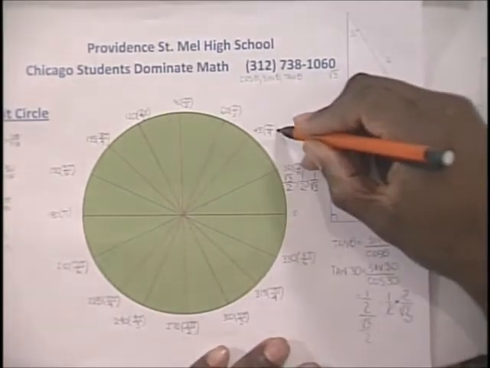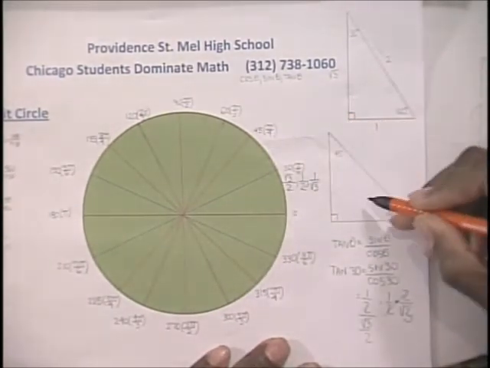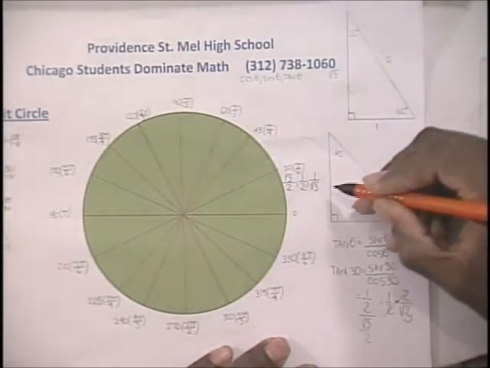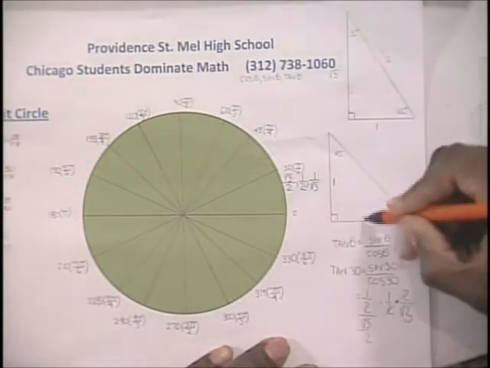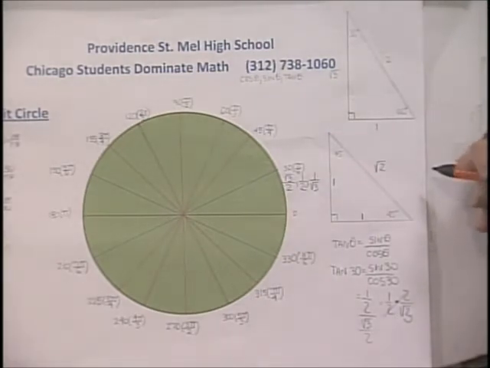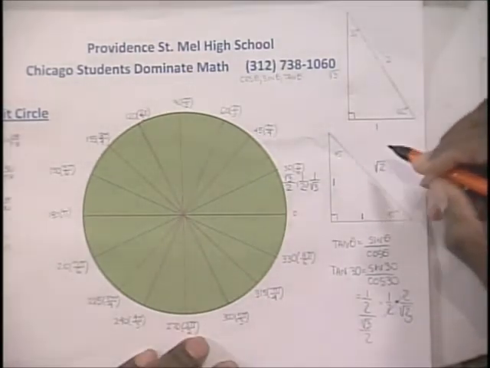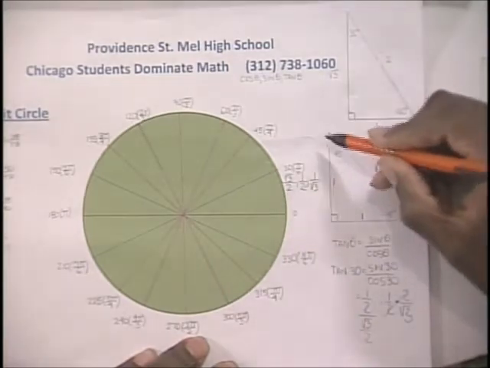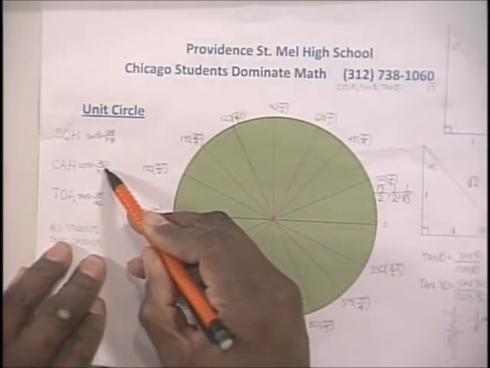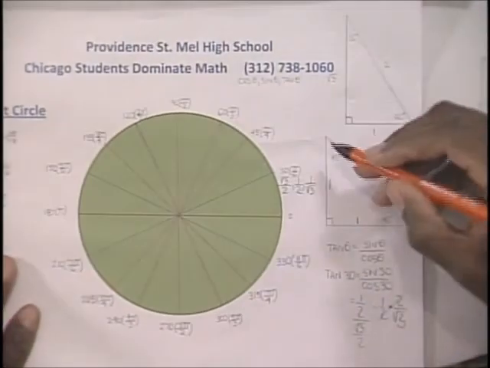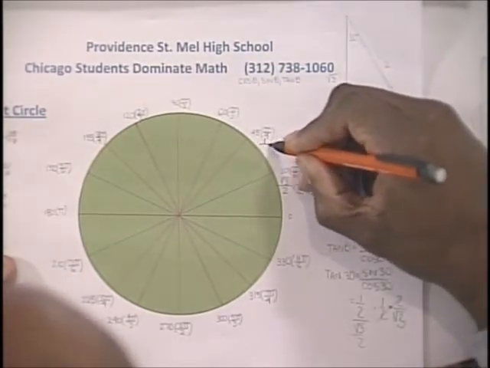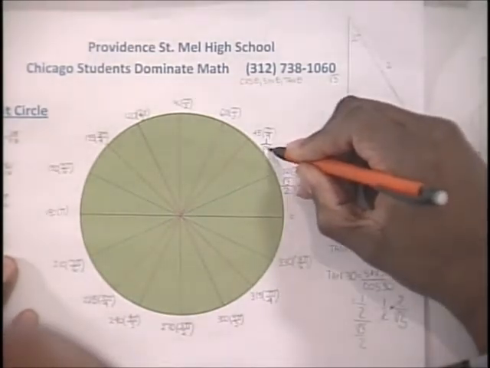What is the cosine, sine, and tangent of the 45? Well, to do that, you would need a 45, 45, 90 triangle. The ratios on the 45, 45, 90 triangle are 1 to 1 to radical 2. So the cosine of 45 is the adjacent of 45 over the hypotenuse of 45. The adjacent to this 45 is 1, and the hypotenuse is radical 2.